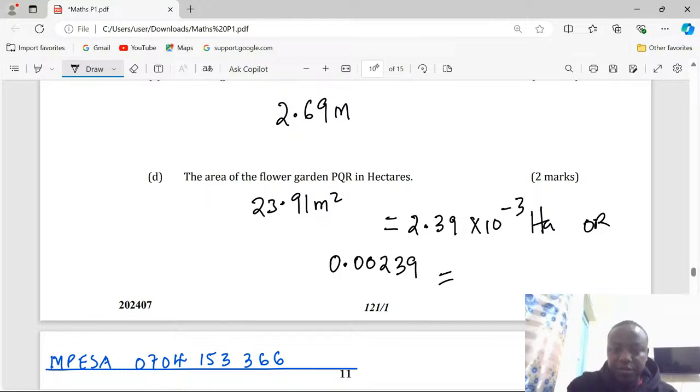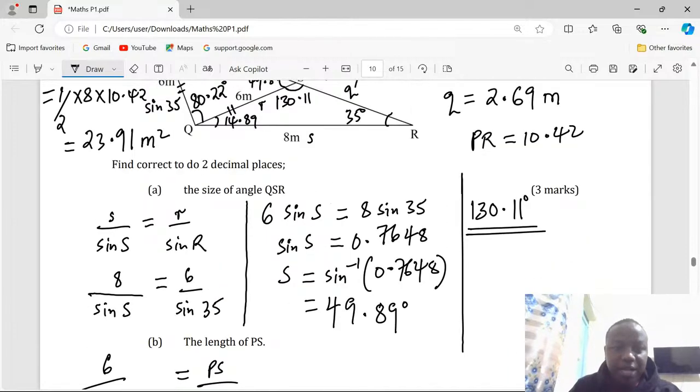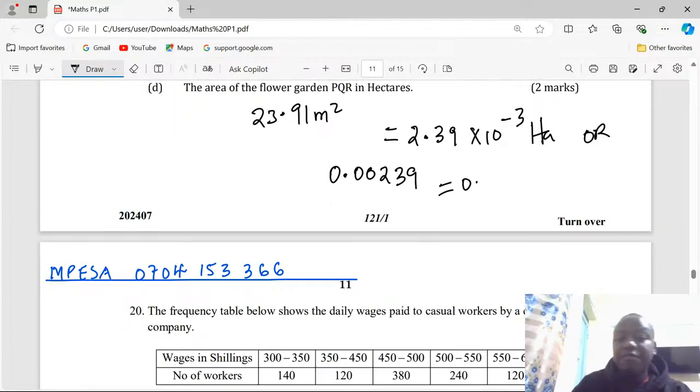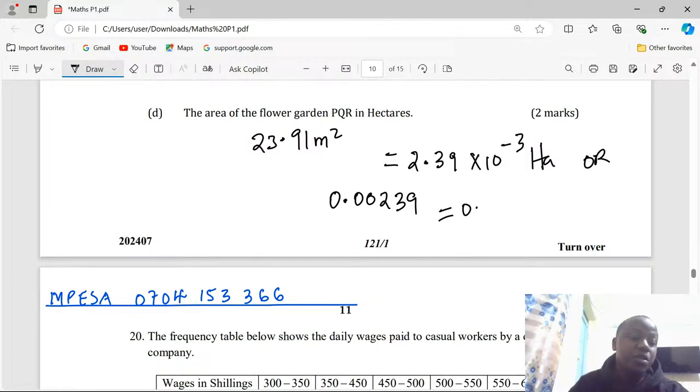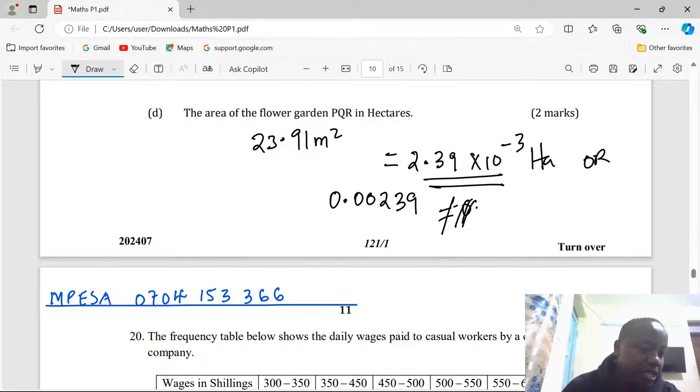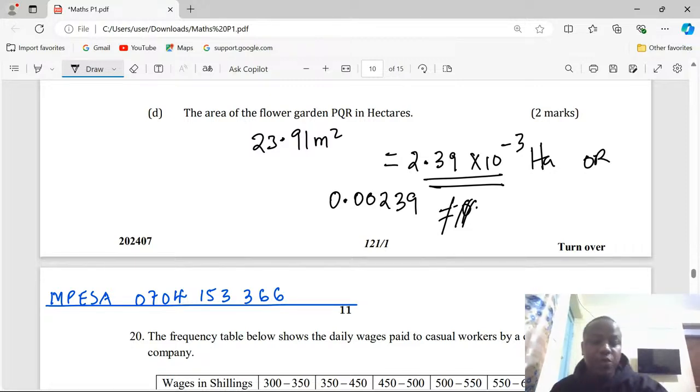Because if we don't write it in standard form and we write it to this value, then when we write to 2 decimal places, we will have to write an answer which is equal to 0.00, which is not logical. So we can even leave the answer in standard form. That way, it will be better.